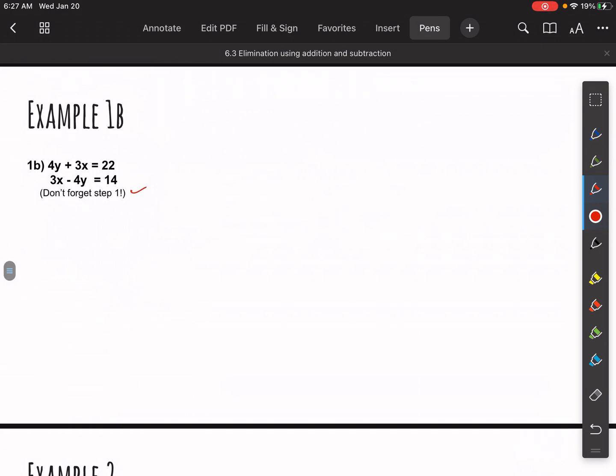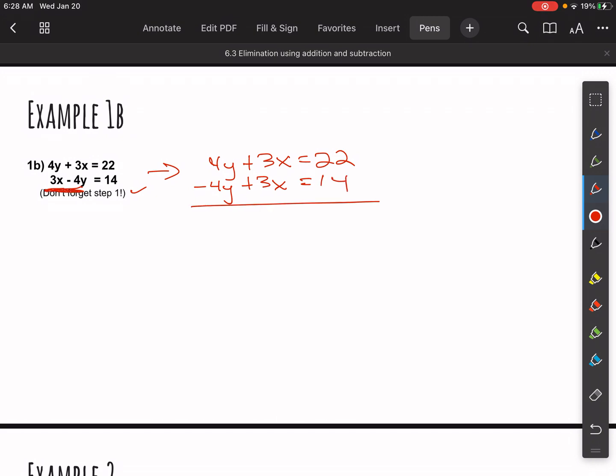Okay, 1b, don't forget step 1, it says. I want you guys to try this one out. Okay, so let's look at this one. So we have 4y plus 3x. I'm going to keep the first thing the same, and I'm going to rearrange the second one. So I'm going to move the negative 4y to the front, plus 3x. I rearranged these. I switched the order, is equal to 14. That's totally legal on this side of the equation, you guys. Just keep the sign with it, right?